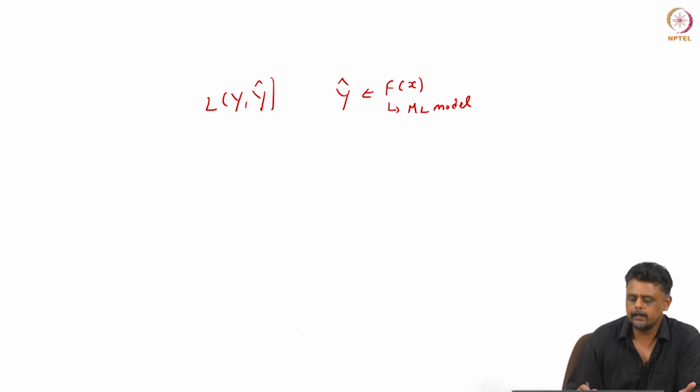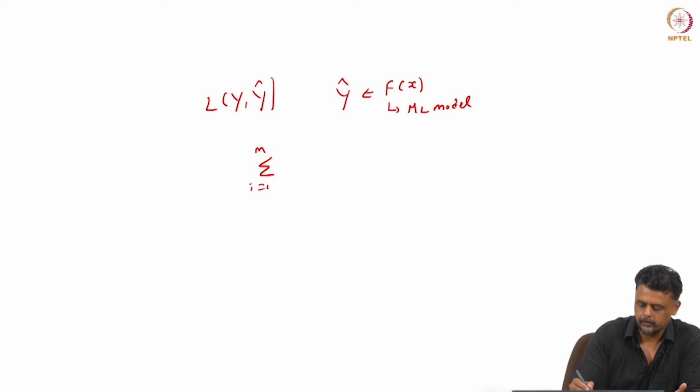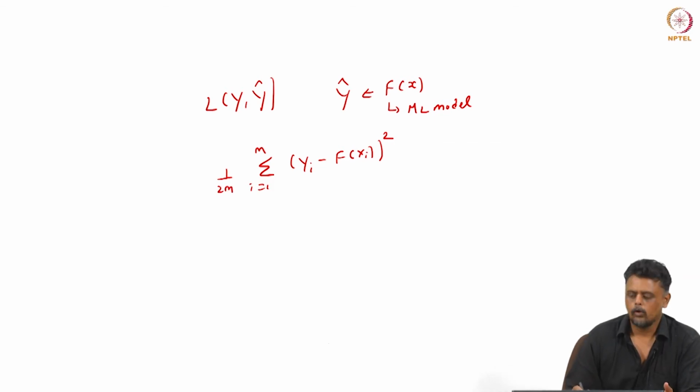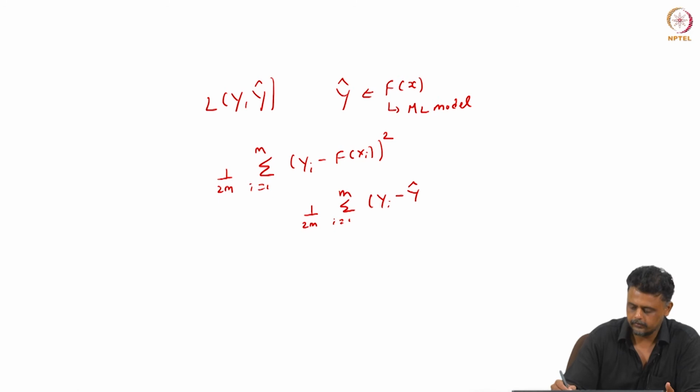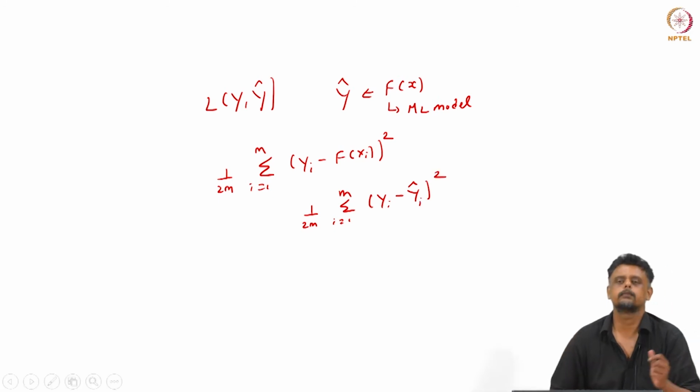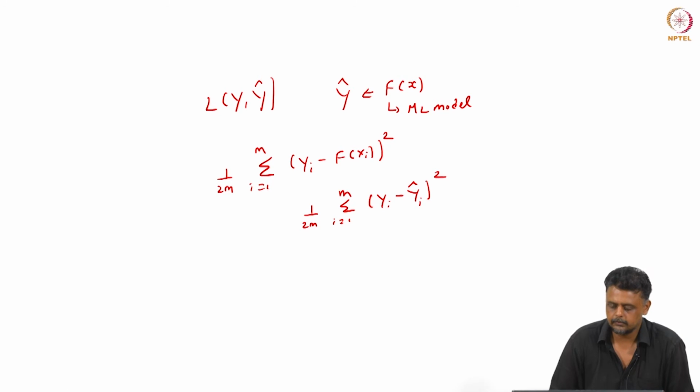If you look at, let us say, a least squares loss function, over i equal to 1 to m, we will have yi minus f of xi, squared, with 1 over 2m. Just to make it easier to write and comprehend, I am just going to write yi minus yi hat squared, trying to avoid too many subscripts and superscripts.